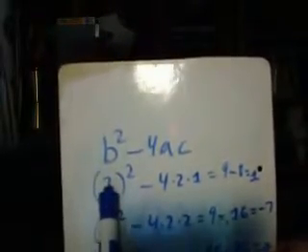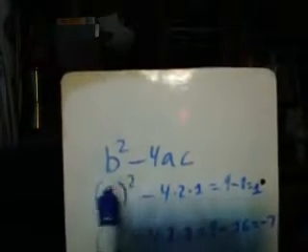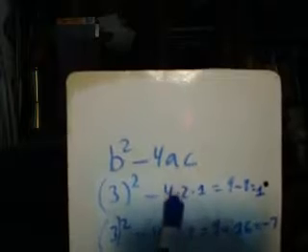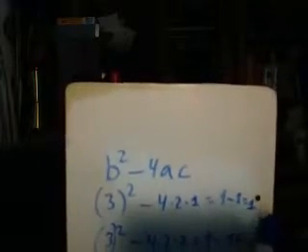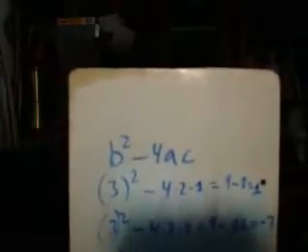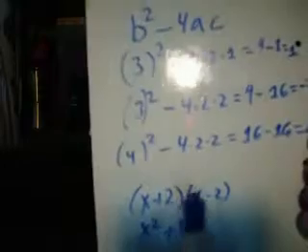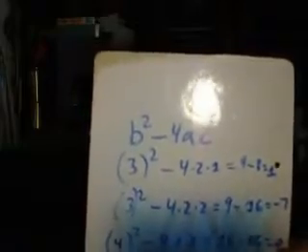Let's say that b is 3, a is 2, and c is 1. Well, 3 squared is 9, and 4 times 2 times 1 is 8. 9 minus 8 equals 1, so therefore you're going to have two real numbers. Just like here, x plus 2 and x minus 2. You're going to have two real roots of that quadratic equation.